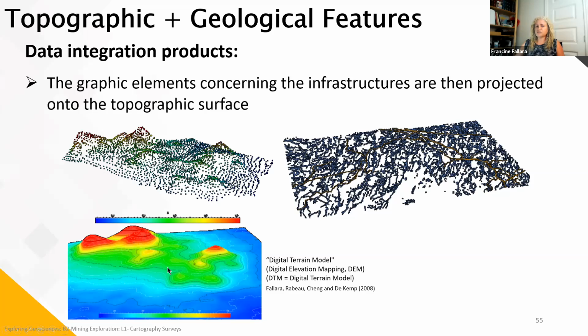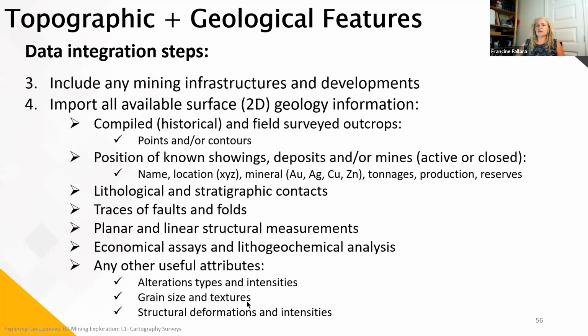On this surface, we can see the natural elements where we have our highs, our mountains, our lakes, our rivers, and it's on that we project our geology. So what do we project for our geology? As mentioned before, but this is just a recall: everything that has to do with mining infrastructures and developments, everything that has to do with surface geology, so 2D, everything that was compiled from historical work and or your field work.